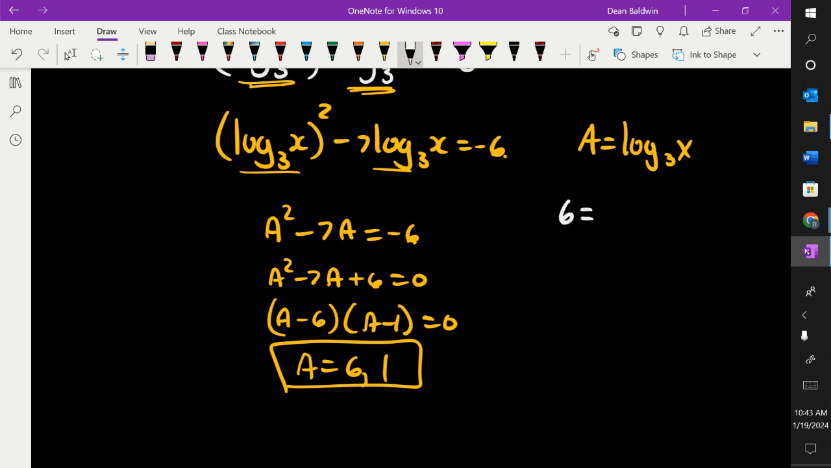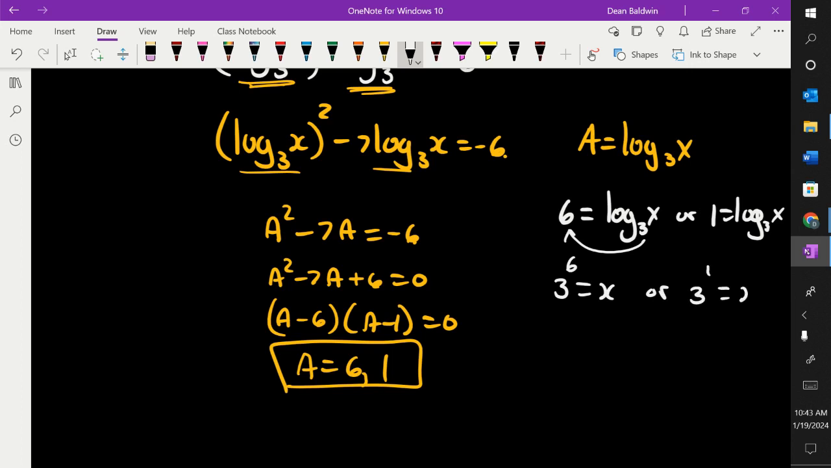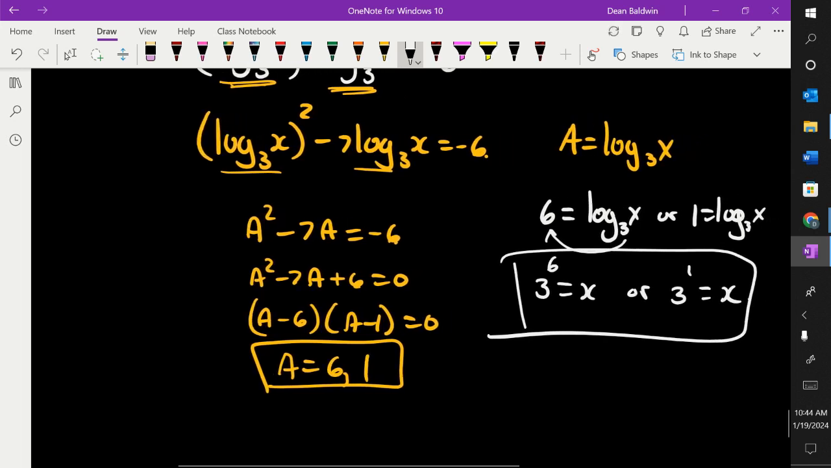So you get 6 is equal to log base 3 of X, or 1 is equal to log base 3 of X. How do you solve those? Change to exponential form. I don't know what 3 to the 6 is. I don't really care. Those are your answers. What do you have to do? Check them. Do they work? They both work in the original.